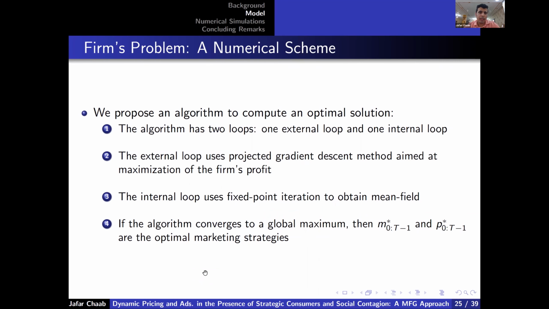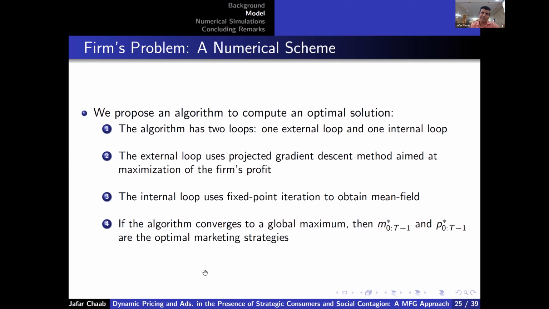So how is the firm going to find the optimal solution? We propose an algorithm to compute this solution. This algorithm has two nested loops, one external loop and one internal loop. The external loop uses the projected gradient descent method to maximize the firm's profit, while the internal loop uses fixed point iteration to obtain the mean field.